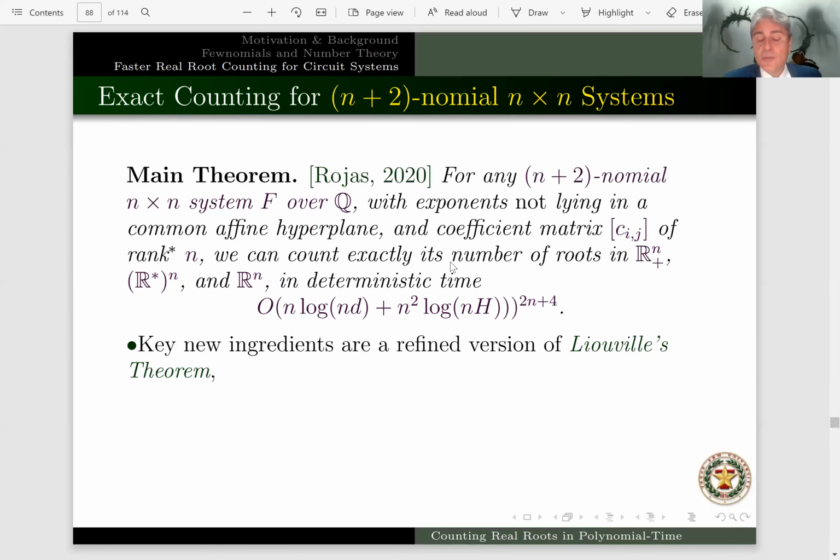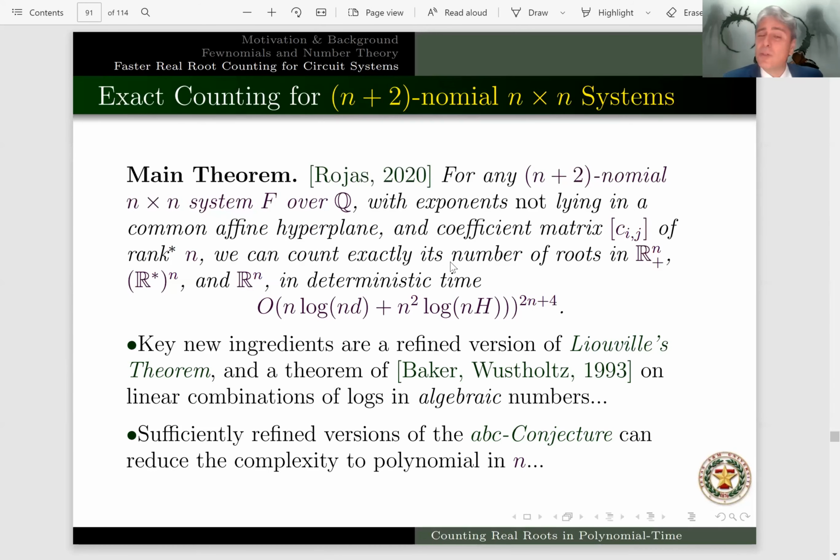Okay, so the key new ingredients for this result are a refined version of Liouville's theorem. Well, it's not a key new ingredient, it's one of the ingredients. But the real ingredient here is the theorem of Baker and Wüstholz. So this is Baker's theorem on steroids. You basically look at linear combinations of logarithms of real algebraic numbers.